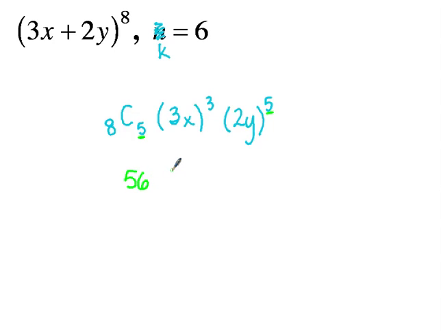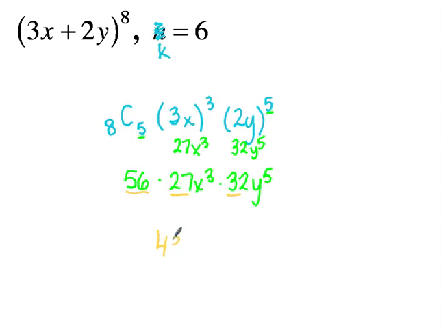56. Now I have to do 3x quantity cubed. 3x quantity cubed is 27x cubed. Now what I need to do is 2y to the 5th, which is actually 32y to the 5th. So now, in order to find my answer, I have to multiply 3 terms. 56, 27, and 32, which is what? 48,384. So 48,384 x cubed y to the 5th is the 6th term if I would expand that. So the formula's a lot better.